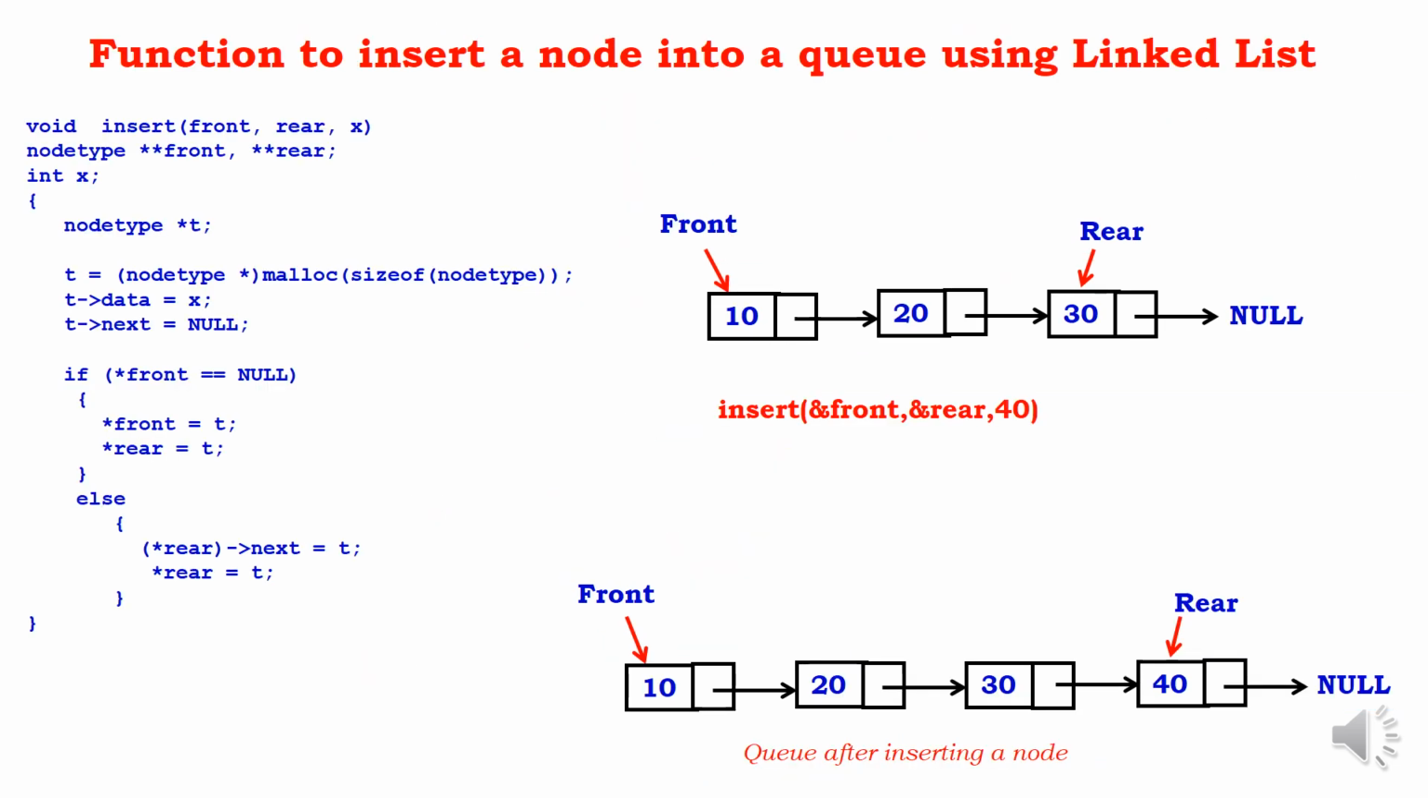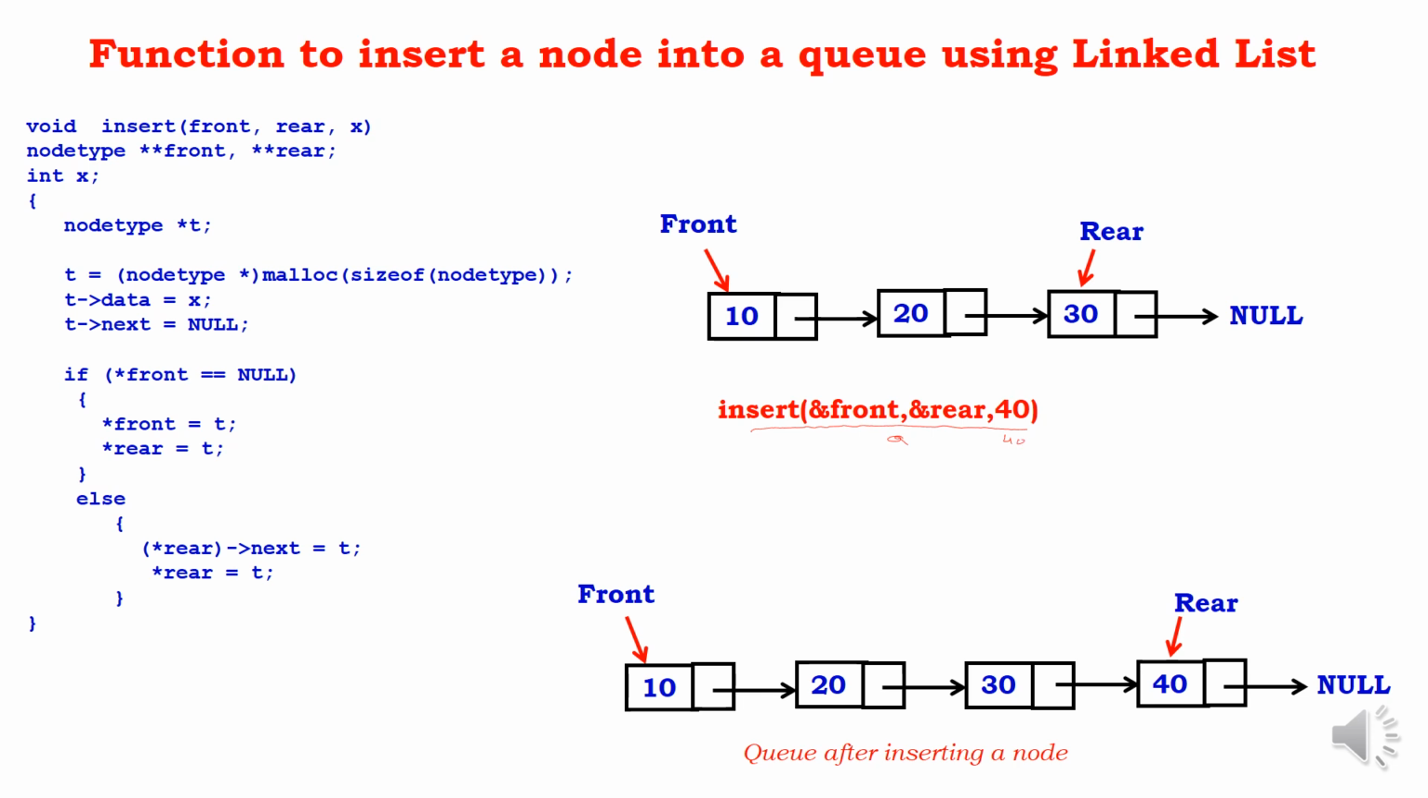Function to insert a node into a queue using linked list. There is a linked list consisting of three nodes, and front is pointing to the first node, rear is pointing to the last node. So it forms a queue. Queue means inserting nodes at the rear end and deleting nodes from the front end. Now we are going to insert an element. Assume that we are executing the function insert(front, rear, 40) to insert the value 40. Front and rear are there, which means it is a queue.